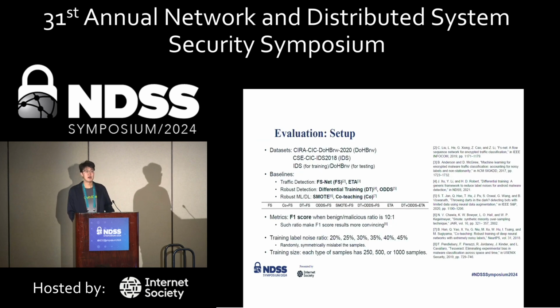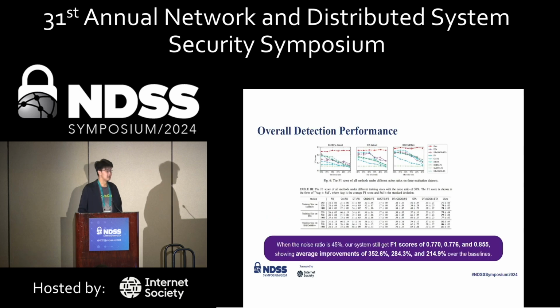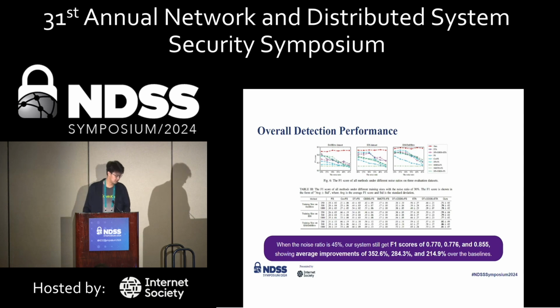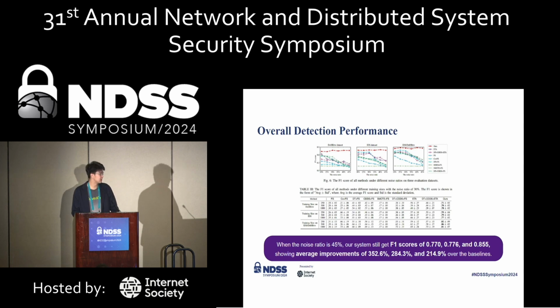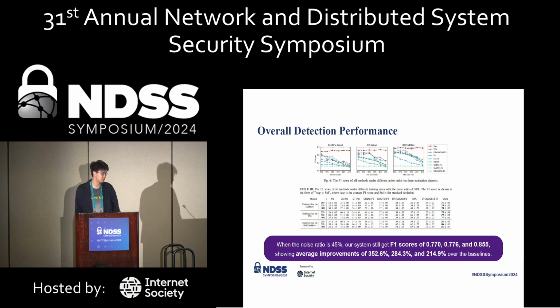That is all about our framework, and here is the evaluation part. First is our setup. It contains datasets, baselines, metrics, and the label noise ratio and training size settings. Our first part of evaluation is the overall performance. When the original label noise ratio is up to 45%, our system gets the best F1 score and shows an average improvement of over 200%, and up to 350% over all the baselines.